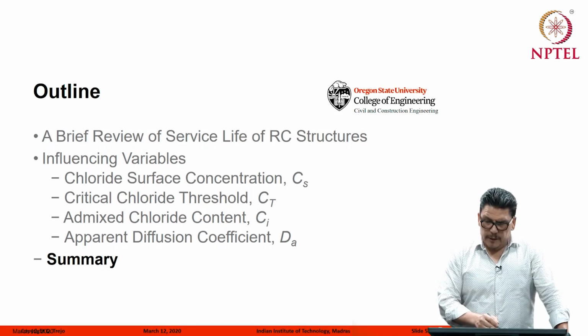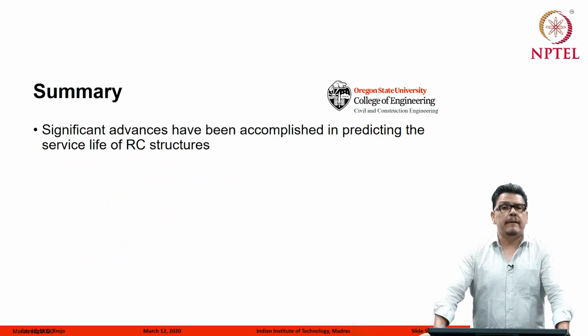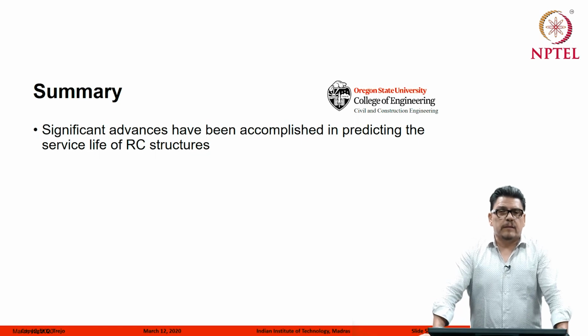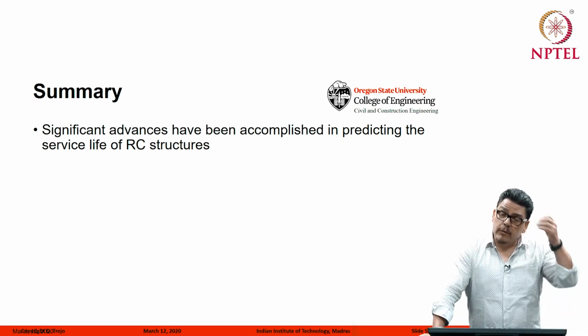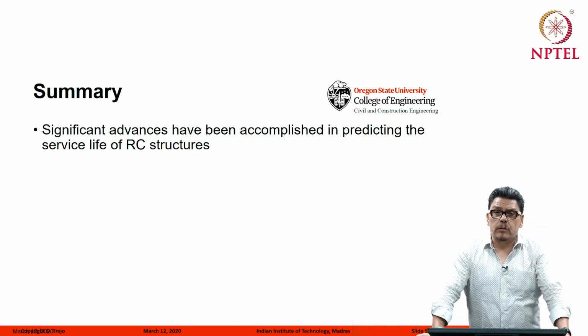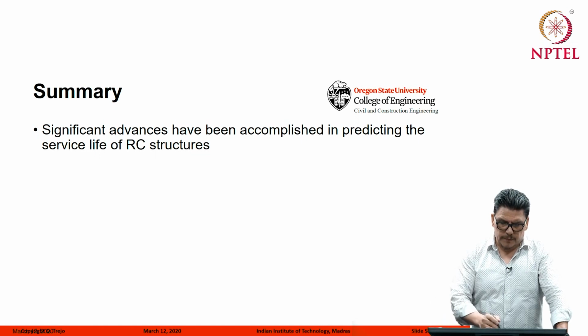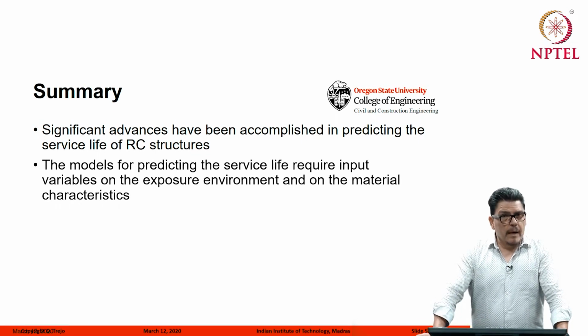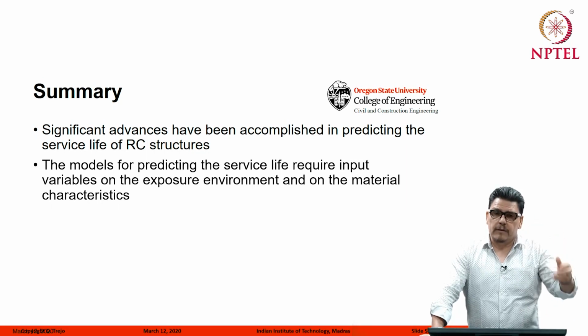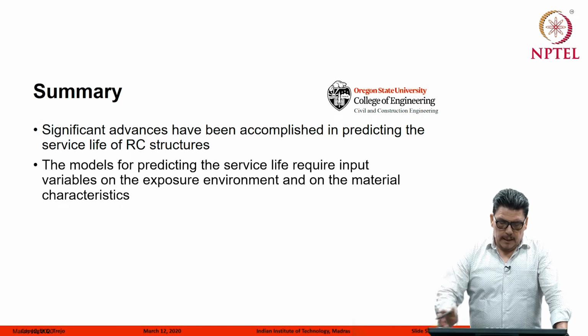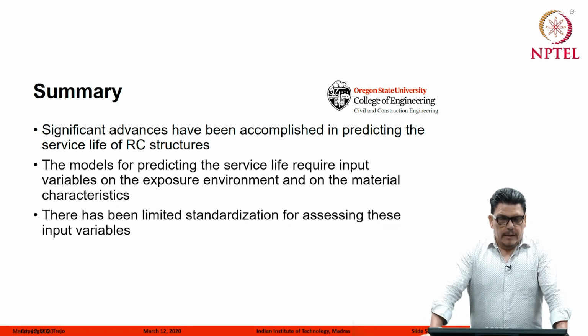So let's look at the summary. We've made significant advances in predicting service life. Our computational power has increased dramatically. We have the models to predict the service life of reinforced concrete structures. However, the models for predicting the service life require input variables on the exposure environment and the material characteristics. There has been limited standardization for assessing these input variables, and because of that, I think that we can see a wide variation in our predicted time to corrosion.